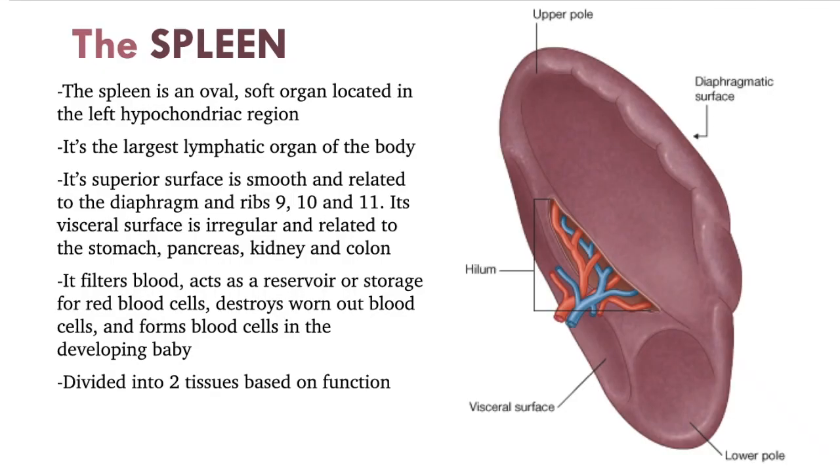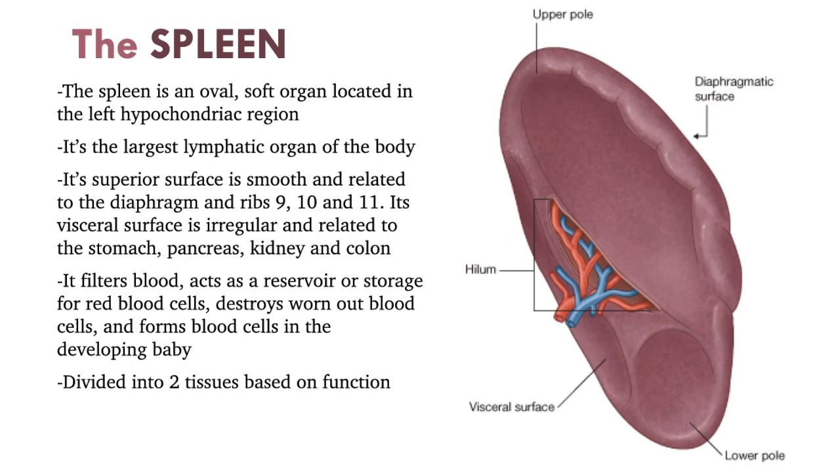Now let's talk about the spleen. The spleen is the oval soft organ located in the left hypochondriac region. You learned this at the beginning of the year about the different regions. So this is on the left side. It is the largest lymphatic organ of the body in the adult. It's located between ribs 9 through 11. And it's also going to come in contact with the pancreas, kidney, and large intestine, as well as the stomach.